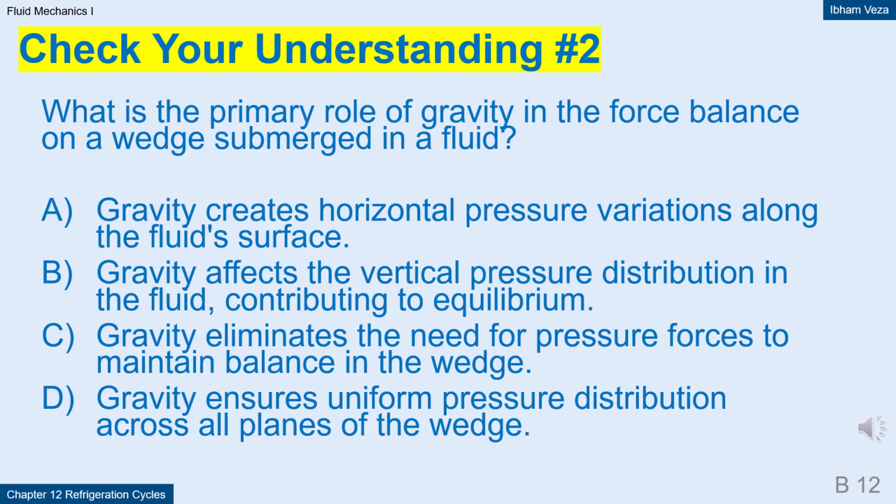Correct answer: B. Gravity affects the vertical pressure distribution in the fluid, contributing to equilibrium. Explanation of incorrect options. Option A. Gravity influences vertical, not horizontal pressure variations. Horizontal pressure differences are generally due to flow or external forces.